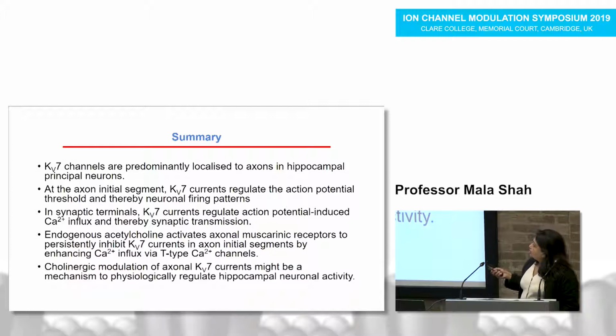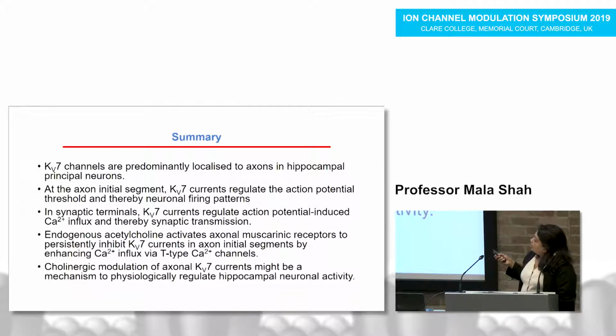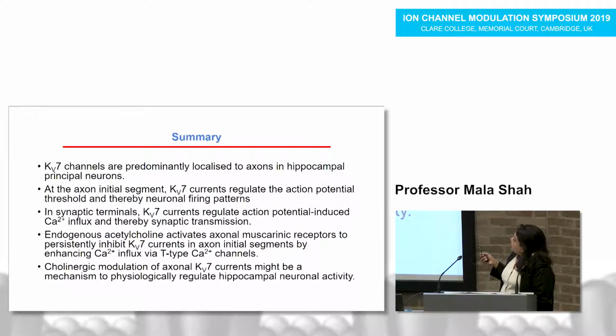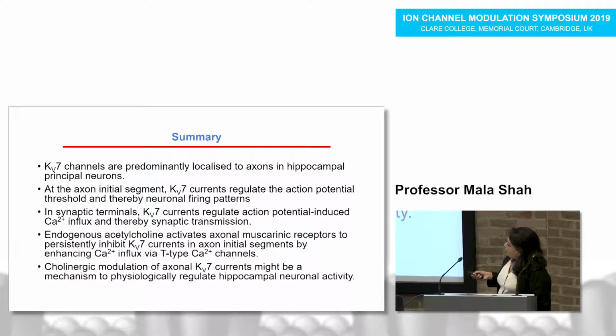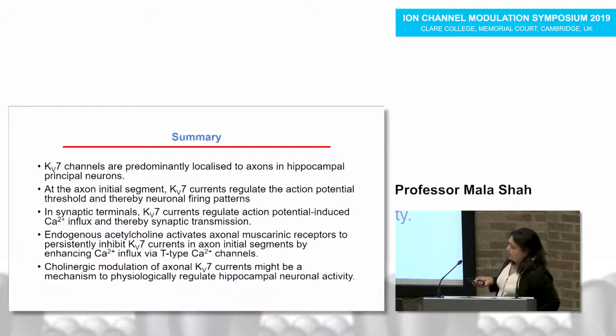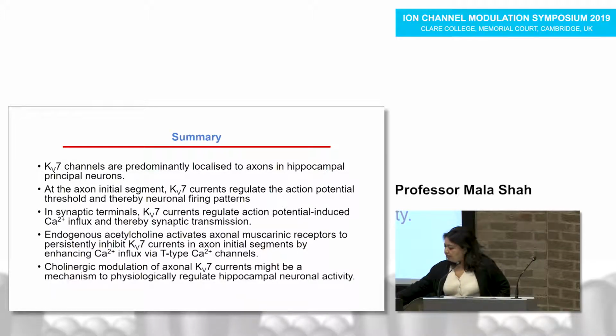So just very quickly, to summarize, we think Kv7 channels are predominantly localized to axons. In the axon initial segments, they regulate the action potential threshold. In synaptic terminals, they regulate action potential induced calcium influx and synaptic transmission. What I didn't show you, but it's published work in 2015, is that endogenous acetylcholine activates muscarinic receptors to persistently inhibit Kv7 currents in axon initial segments by enhancing calcium influx via T channels, and that this might be a mechanism to physiologically regulate hippocampal neuronal activity.